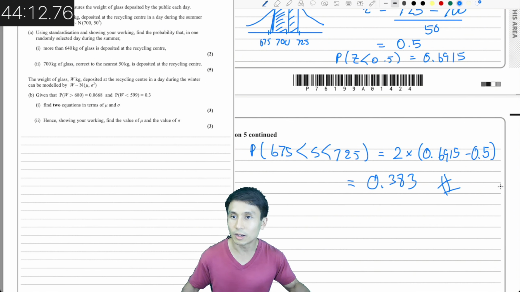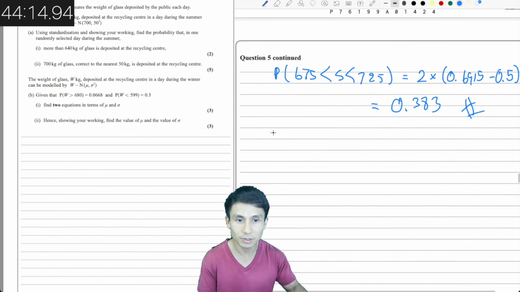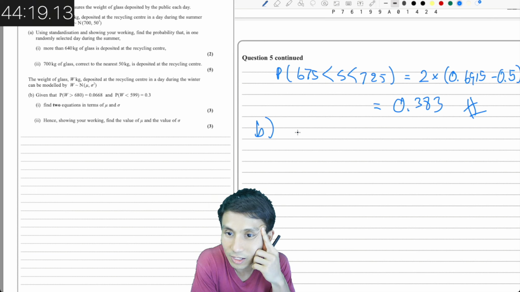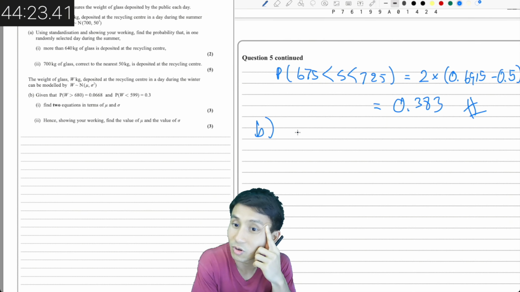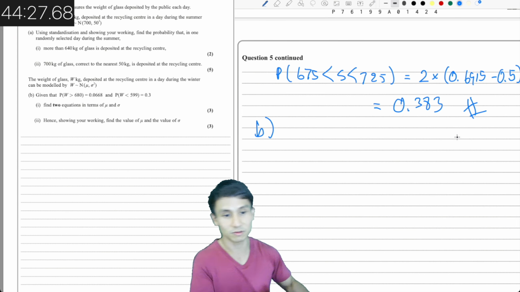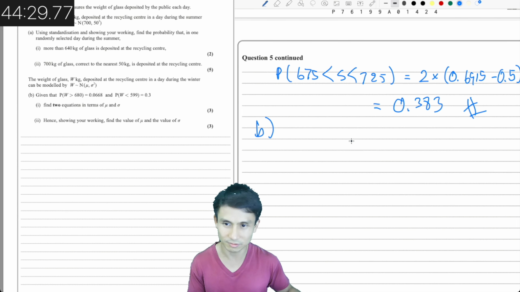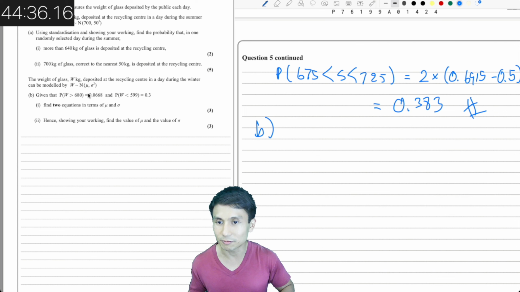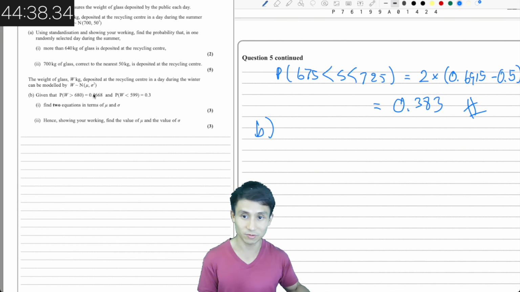Okay, next, part B now. The weight of glass W kg deposited at the recycling center on a day during winter can be modeled by another normal distribution. Given that, find 2 equations in terms of mu and sigma. Okay. Okay, so they give you the probability. You've got to find the z value for these 2 first.